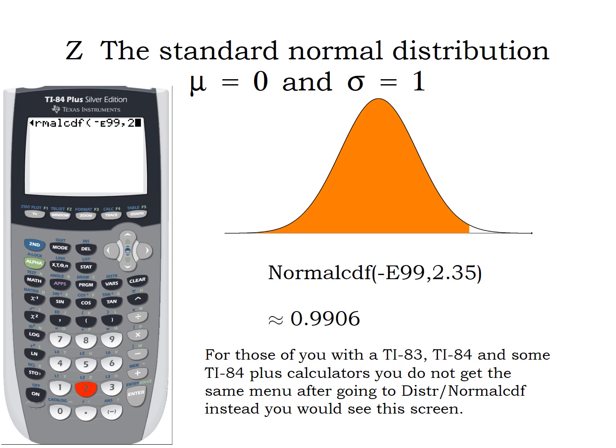So everybody starts the same. Second function variables, choose normal CDF. Some of you get a menu. Some of you have to just manually enter these in. And remember, that's lower limit, comma upper limit. Either way, whatever model you have, you're going to get this same answer.